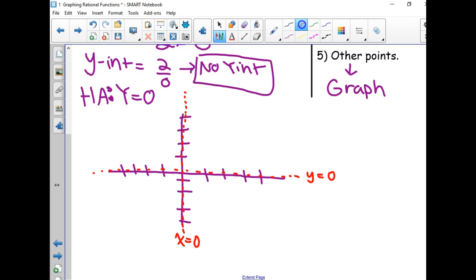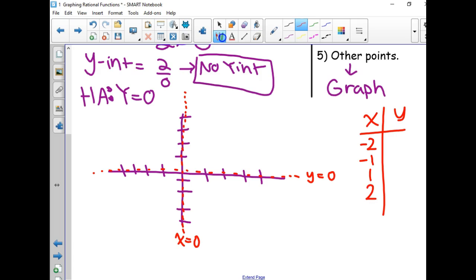And then what does it say in your steps for the other points? How do I get those other points? Yeah, I need 1 to 2 points to the left and 1 to 2 points to the right of all your vertical asymptotes. So I'm going to take X, Y. My vertical asymptote is at 0. So I'm going to plug in -1 and -2 and 1 and 2.